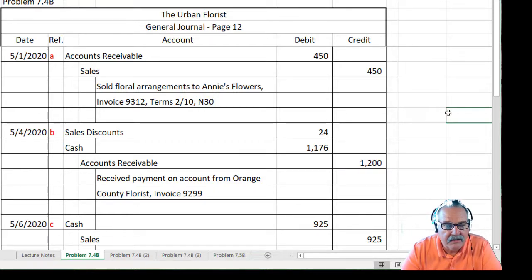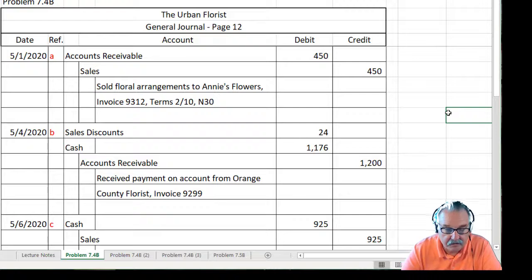Negative revenue account because sales is going to be a credit, as all revenue accounts are usually credits, but in this case, it's a negative revenue or a contra revenue account. So we're going to put the $24 discount that they've taken. We're going to debit cash because they actually sent us $1,176, and we'll credit accounts receivable for the total amount that they owe us. So in your book, it shows that this particular customer, which is Orange County Florist, had a beginning balance of $1,200, and that is actually something we'll deal with in problem 7.5, but I'm just saying so you understand, this is a transaction from a previous month that they're paying for.